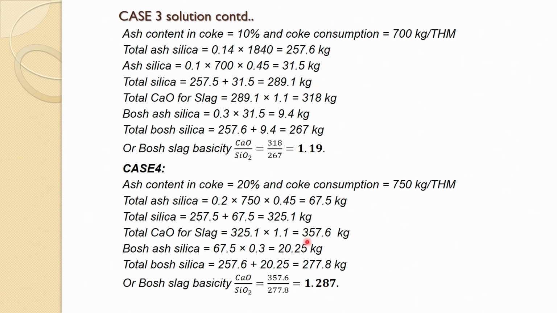In all these examples you can see that the Bosh slag basicity is always higher than the final slag basicity in the hearth region. This calculation shows you how you can calculate the basicity of the slag, which could be suitable to get the final chemistry of the metal and proper liquidus and solidus temperature in the Bosh region, the cohesive zone and in the hearth.